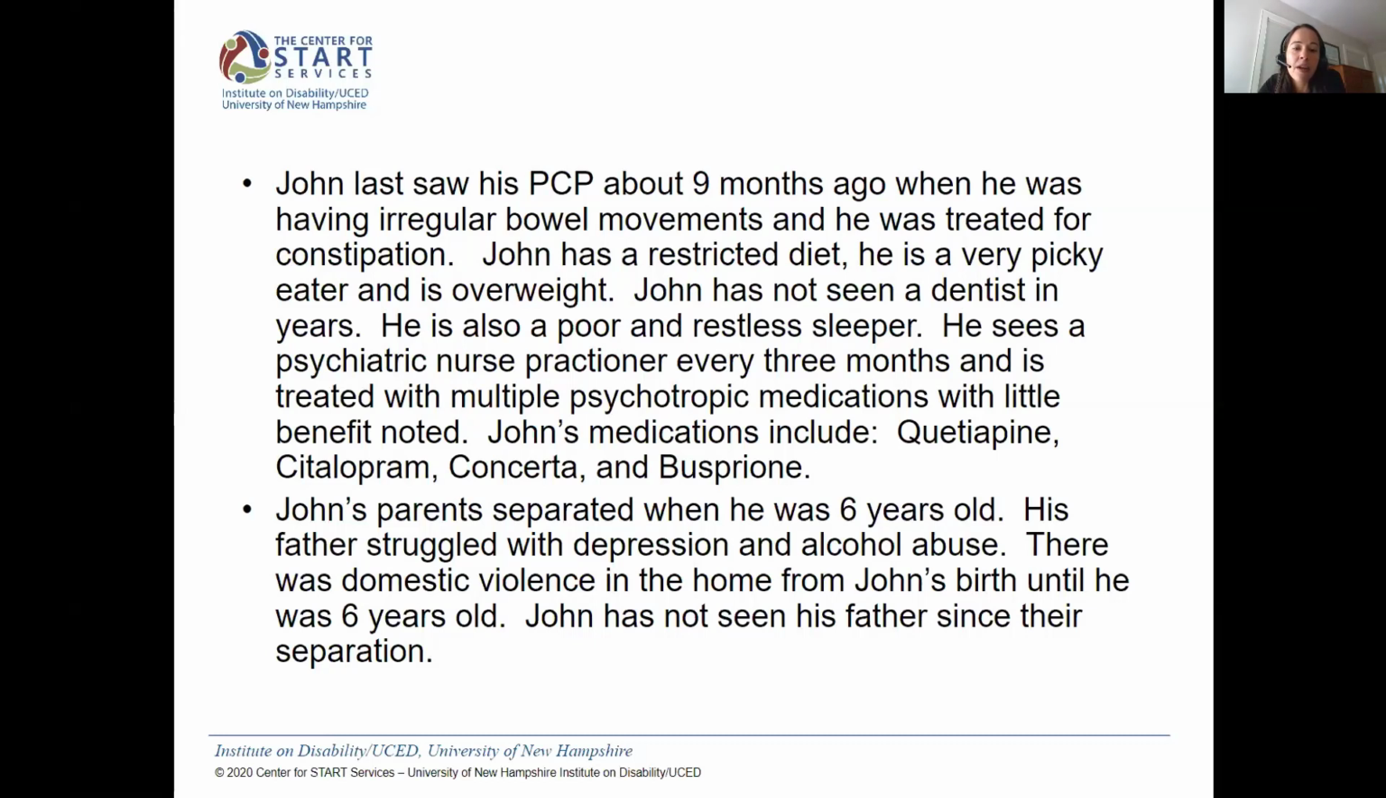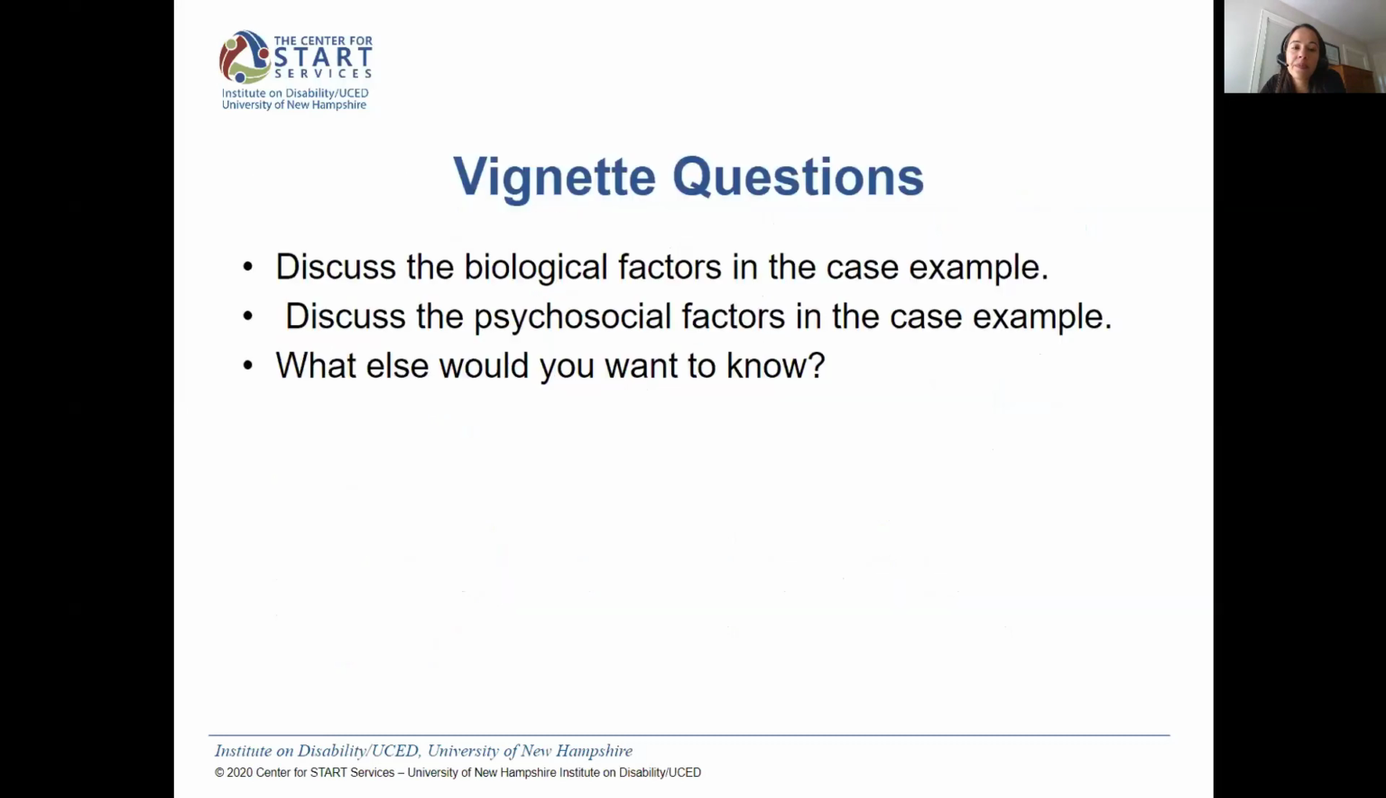John's parents separated when he was 6 years old. His father struggled with depression and alcohol abuse. There was domestic violence in the home from John's birth until he was 6 years old. John has not seen his father since their separation. So we'd like you to discuss these 3 things: the biological factors in the case example, the psychosocial factors in the case example, and what else would you want to know?